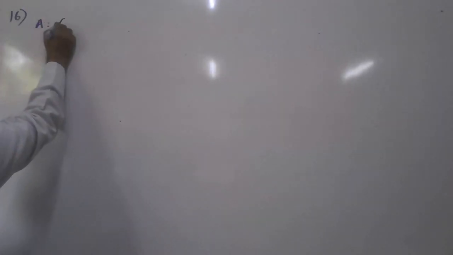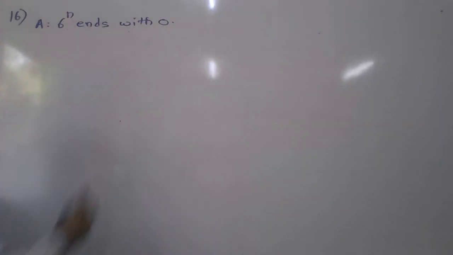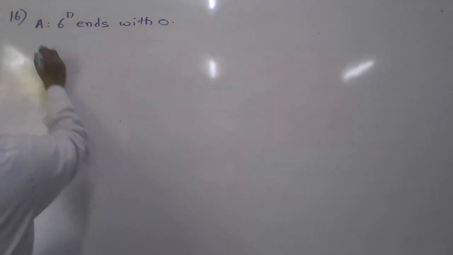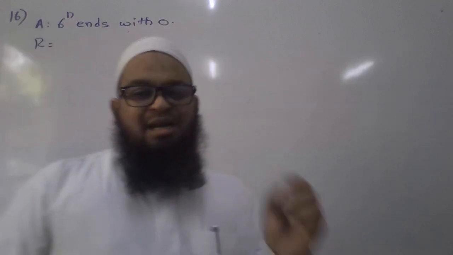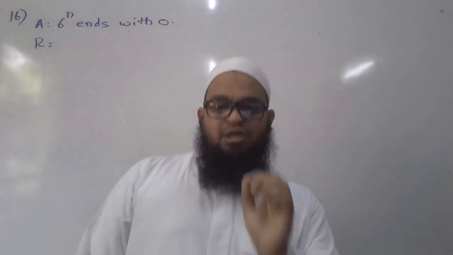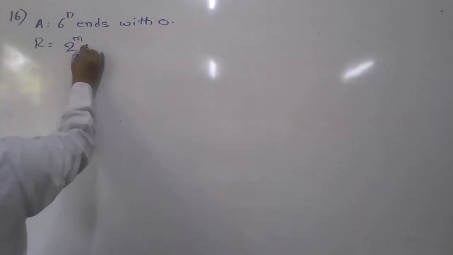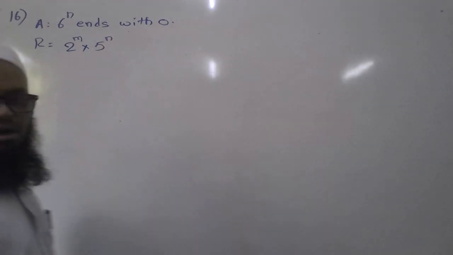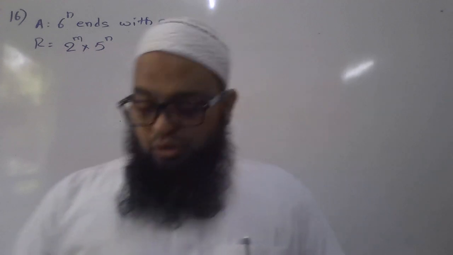Come back to the problem, 16th problem. This is also assertion and reasoning. So what does the assertion state? Assertion states that 6 to the power of n ends with 0, where n is a natural number. And what is the reason? Reason is that any number ends with digit 0 if its prime factor is of the form 2 to the power of m times 5 to the power of n, where m and n are natural numbers.